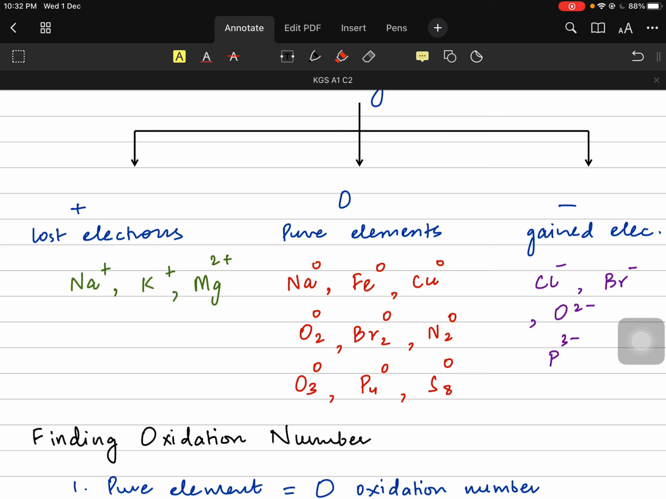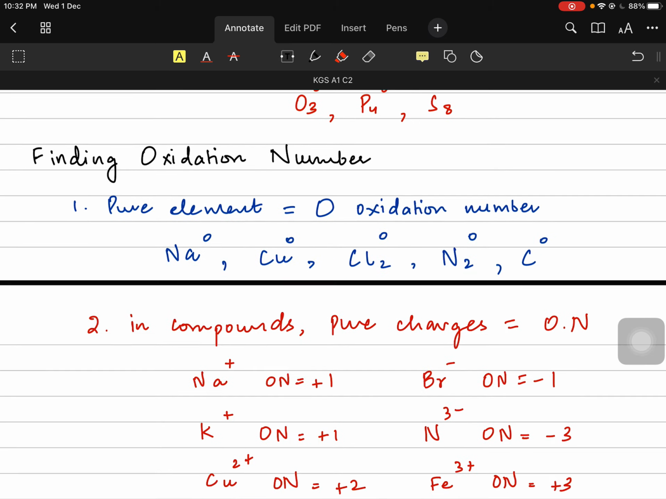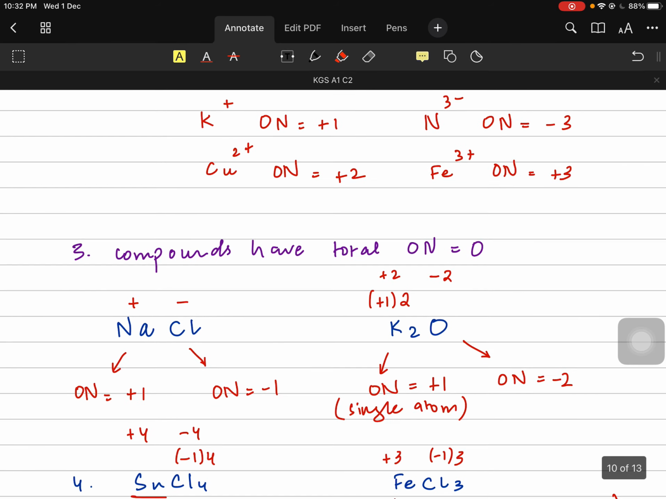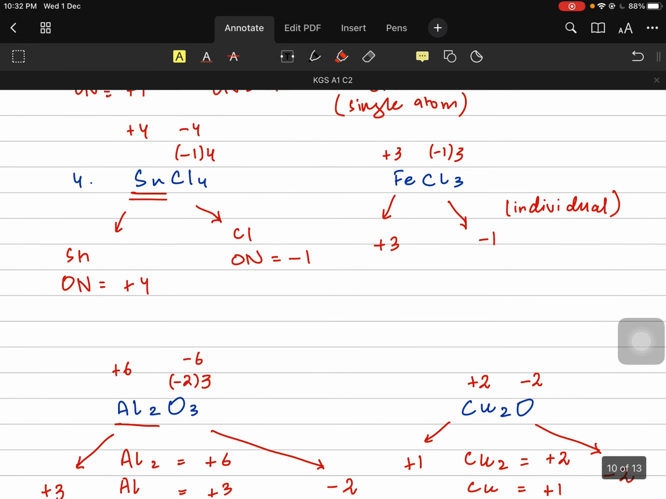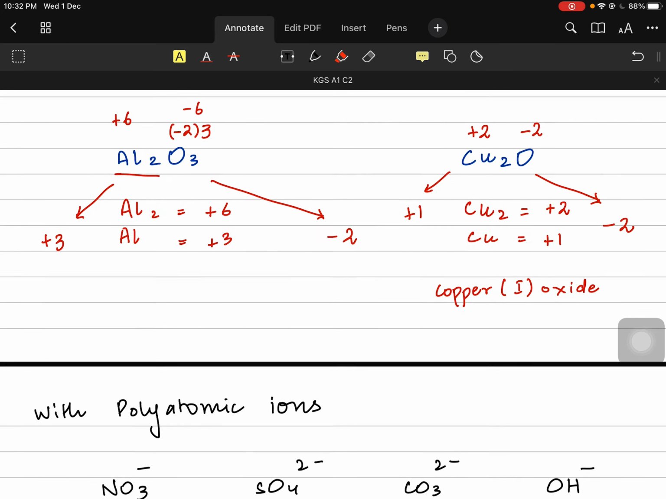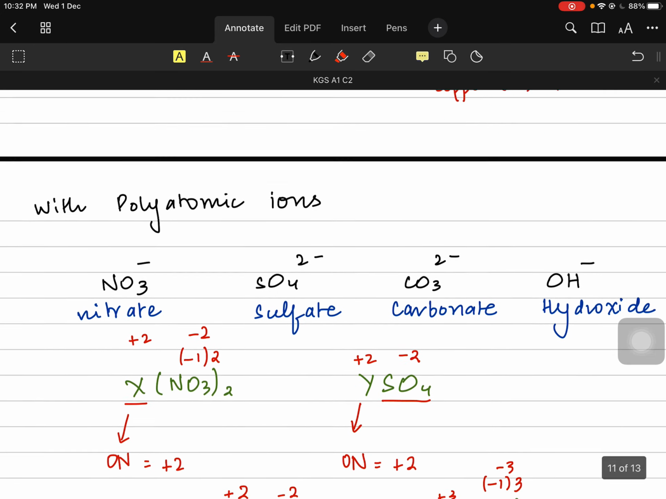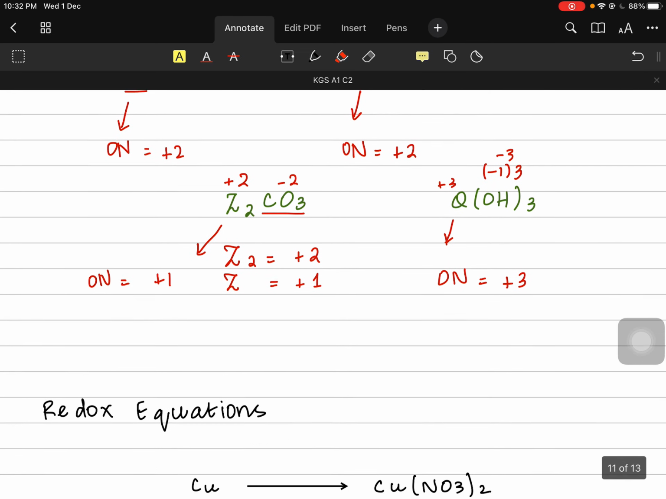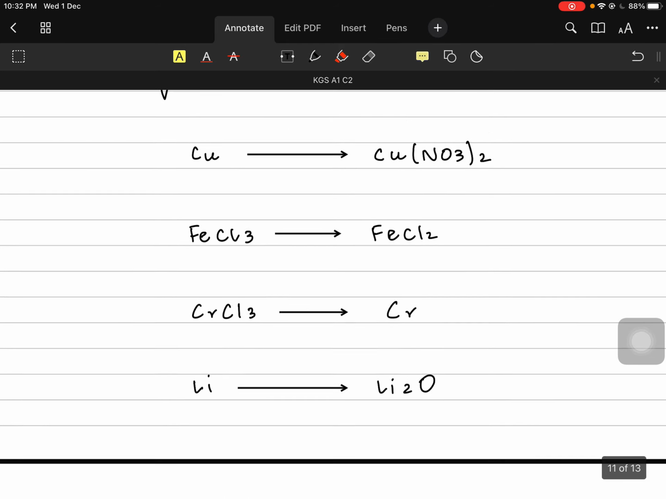Negative oxidation number means that electrons have been gained by the element. Positive oxidation number means the opposite. It means that the electrons have been lost by the element. So oxidation number means very simple things. If it's a pure element, it's a 0. And we also talked about how we calculated the oxidation number of individual elements using the other oxidation numbers, because by the end of the day, the oxidation numbers have to balance each other.